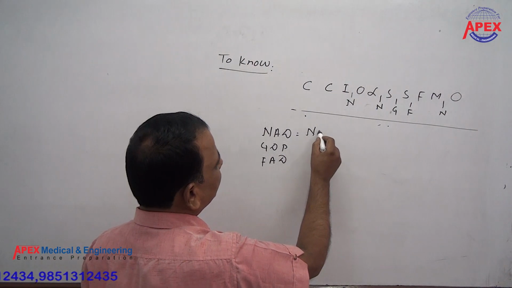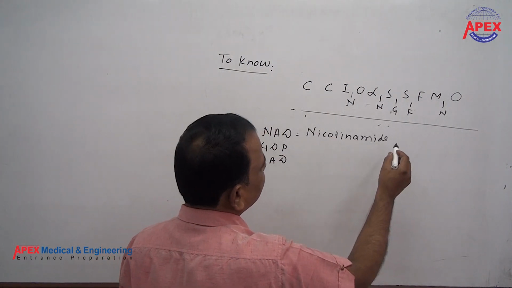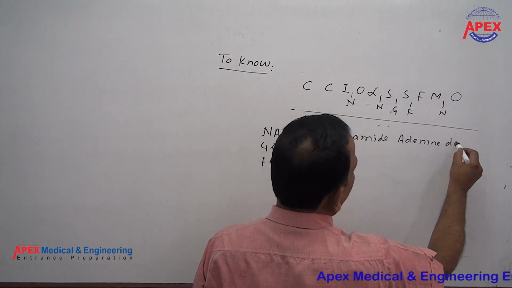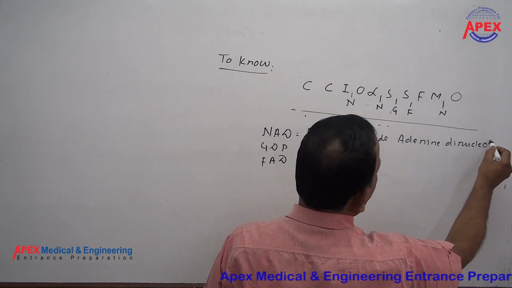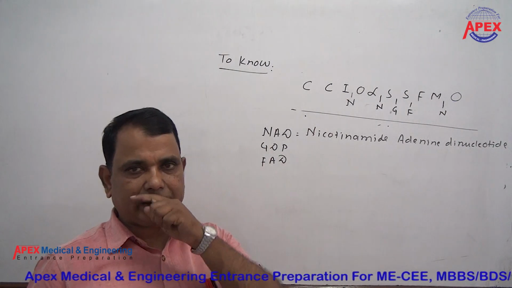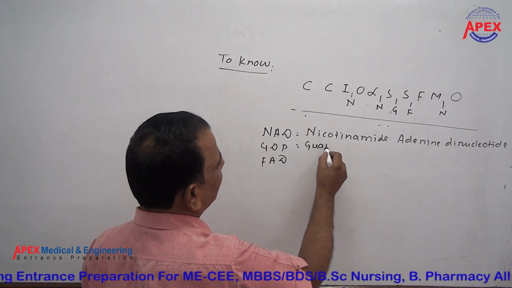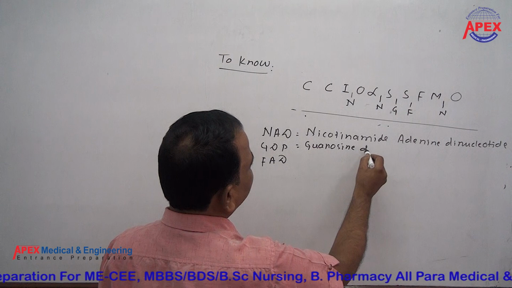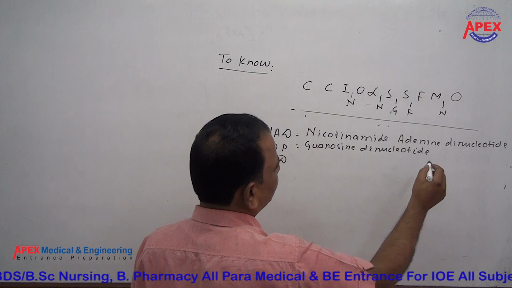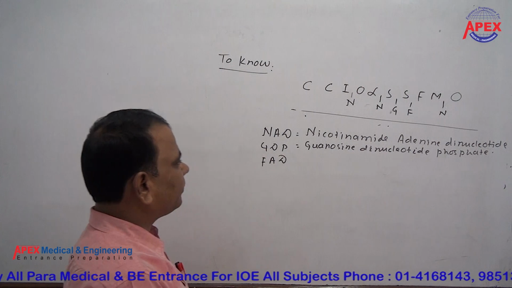Nicotinamide adenine dinucleotide. If there is P, then it is dinucleotide phosphate, that you have to know. And GDP, guanosine dinucleotide. But what is there? The phosphate, dinucleotide phosphate, that you have to know.